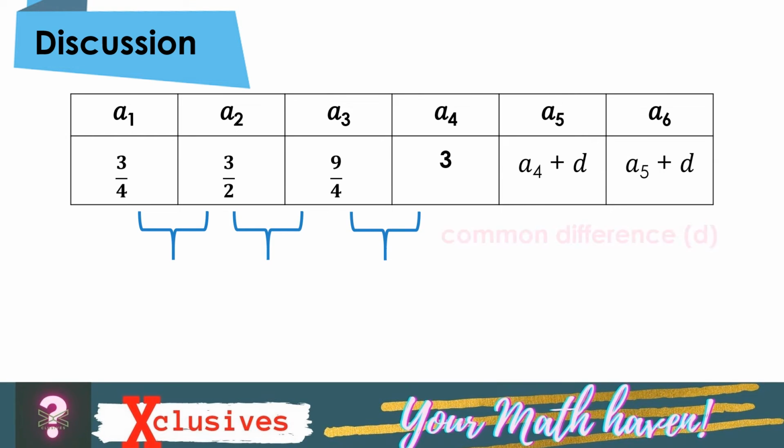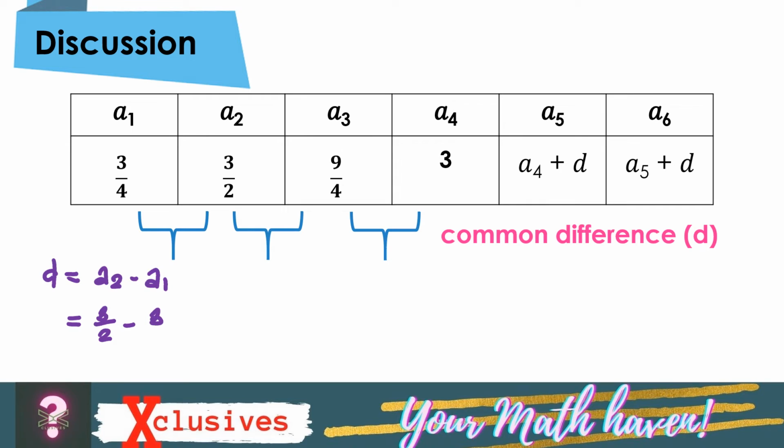For us to solve for the common difference of the sequence, remember that is subtracting the preceding term by the succeeding term. So let's start solving. Here, let's start with the second term subtracted by the first term. So you copy, that's 3/2 minus 3/4. Get the LCD, which is 4. 4 divided by 2 is 2, times 3 is 6. Now, since they have the same denominator, you can simply copy that. 6 minus 3 is 3. Copy denominator 4. So our common difference is 3/4.